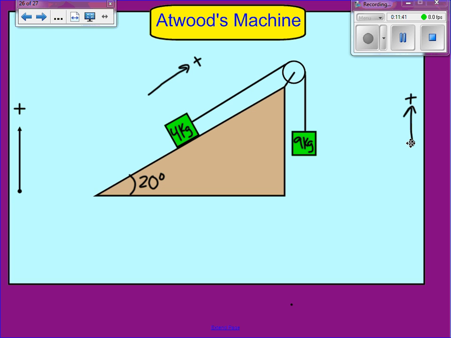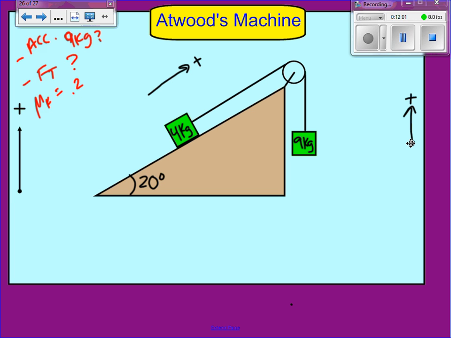And let's say I wanted to know what is the acceleration. I'm going to write that up here. What's the acceleration for the 9 kilogram block? What's the force tension? And we're going to say that you have a coefficient of kinetic friction of 0.2. Okay, so let's go ahead and do that.